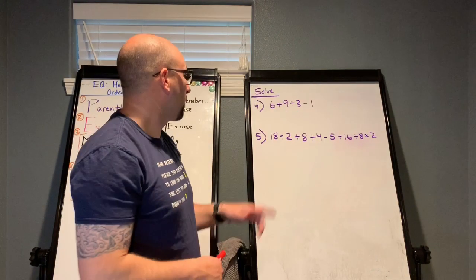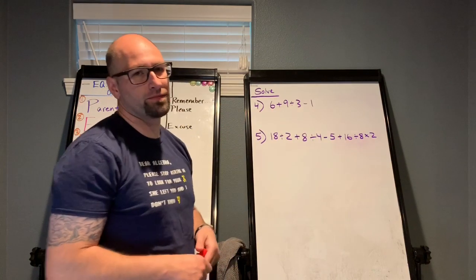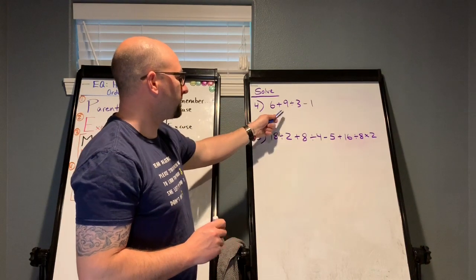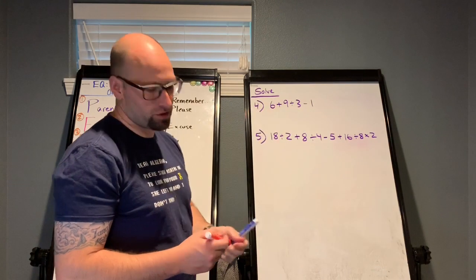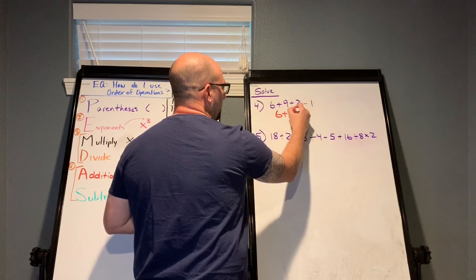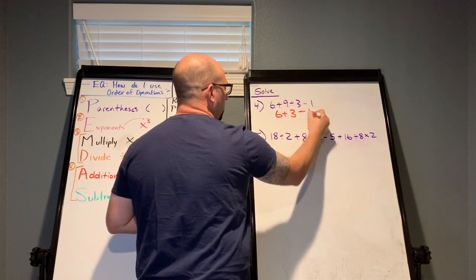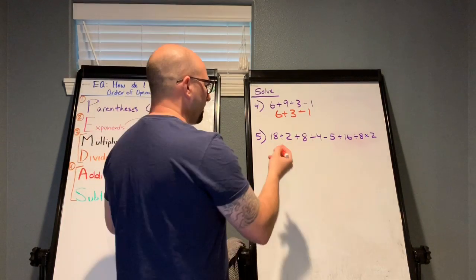All right, so number 4, we've got 6 plus 9 divided by 3 minus 1. So first thing we're going to do is no parentheses, no exponents, multiplication, division. There's one division problem. So we're going to bring everything down. 6 plus 9 divided by 3 is 3, minus 1. Okay, 6 plus 3 is 9. So we'll do that.